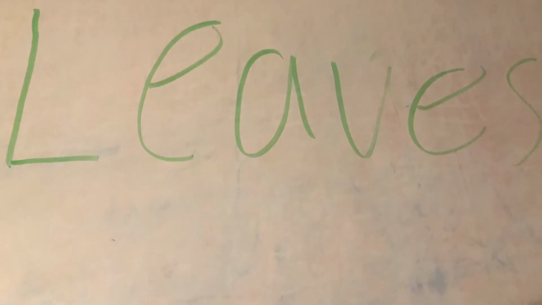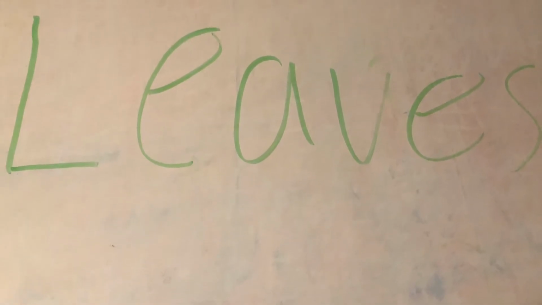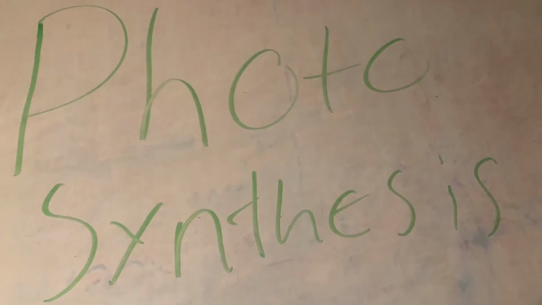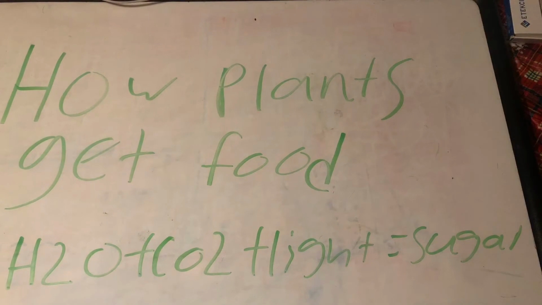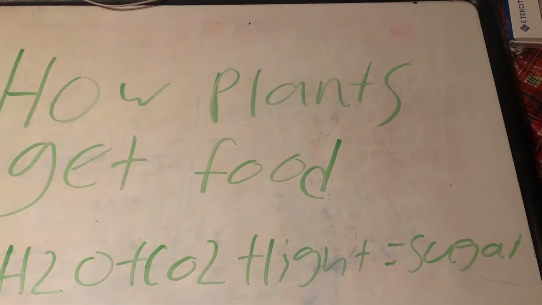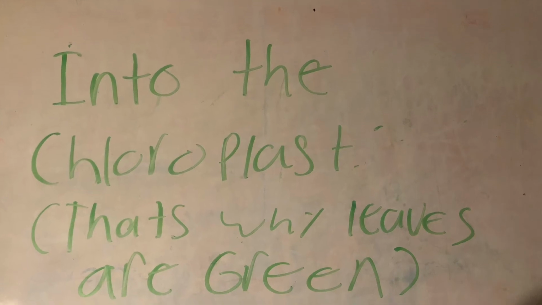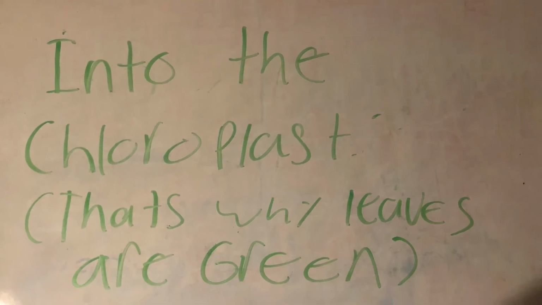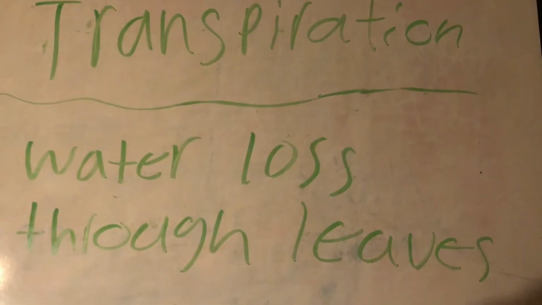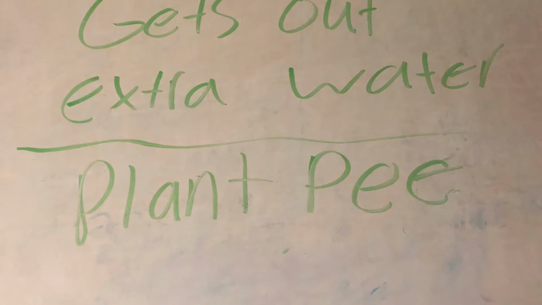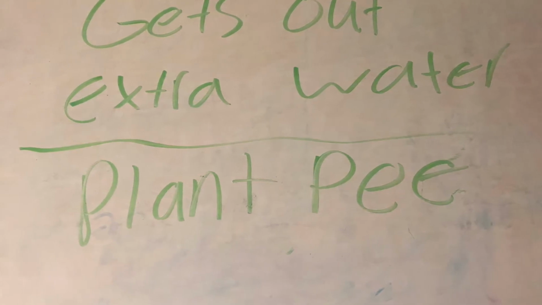So now we got our leaves. Our first thing we're going to look at is photosynthesis. And if you don't know what photosynthesis is, it's how plants get food, like the time they make their sugar. It's with water, CO2, and sunlight into the chloroplast. Transpiration is water loss, basically pee. Gets out extra water through the leaves.